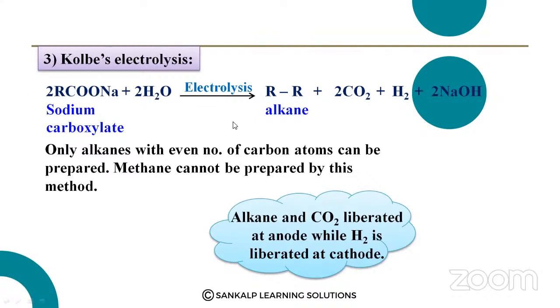So here sodium carboxylate undergoes electrolysis, it forms alkane, carbon dioxide gas is liberated, H2 plus NaOH. Okay, so this is Kolbe's electrolysis. Here the alkane and carbon dioxide are liberated at the anode, and hydrogen gas is liberated at the cathode. So electrolysis is nothing but you are supplying the electricity.